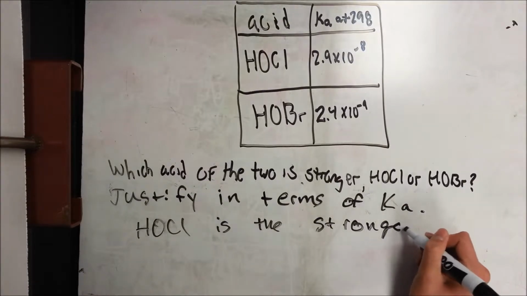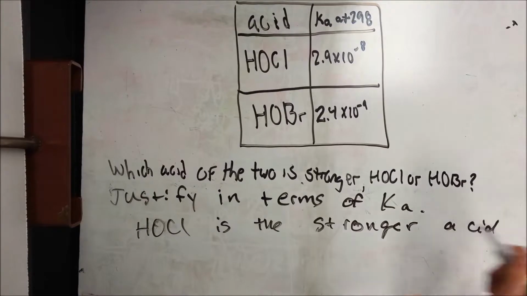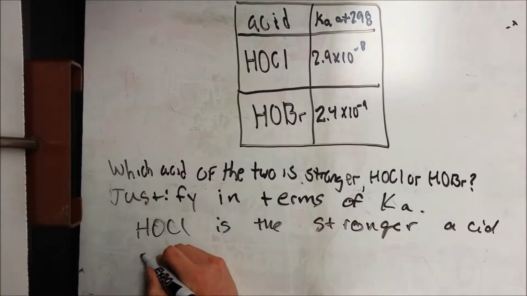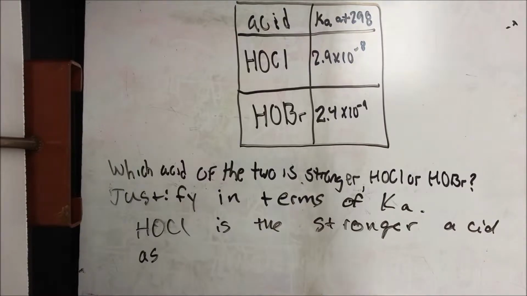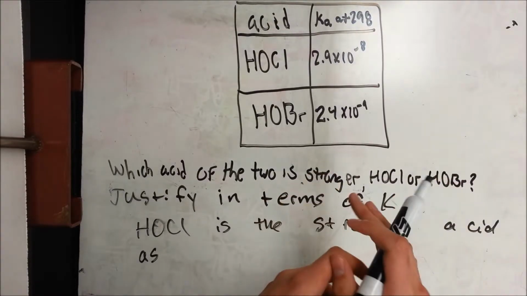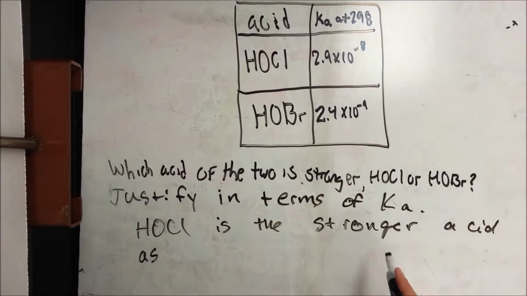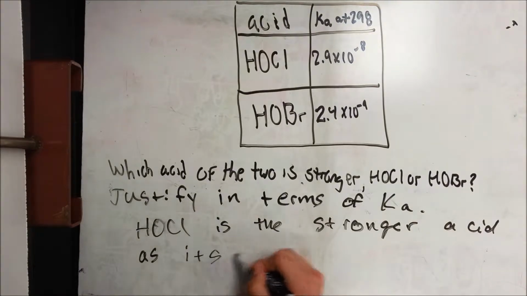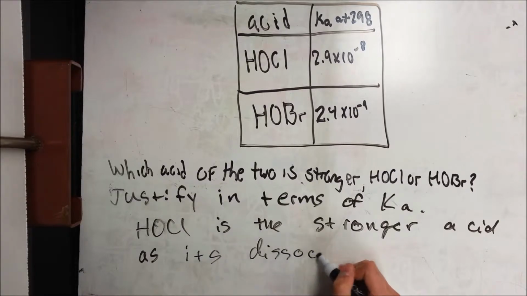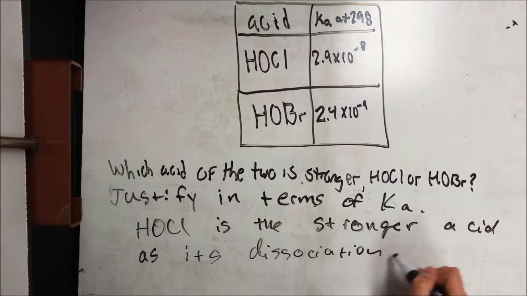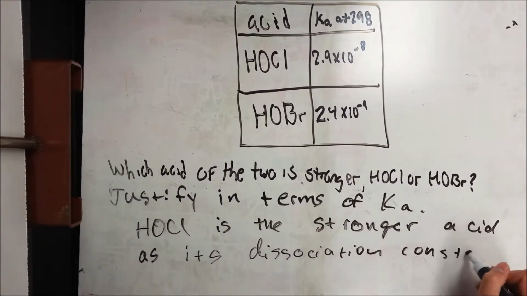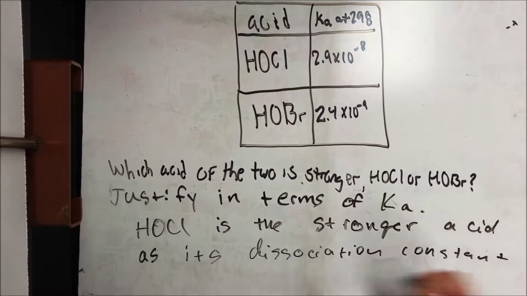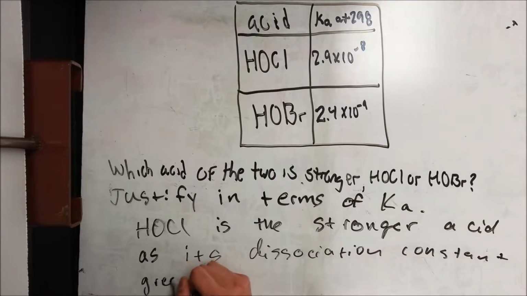constant is much greater than that of HOBr. So what that means is that HOCl will dissociate more and that it is the stronger acid. And that is your justification.